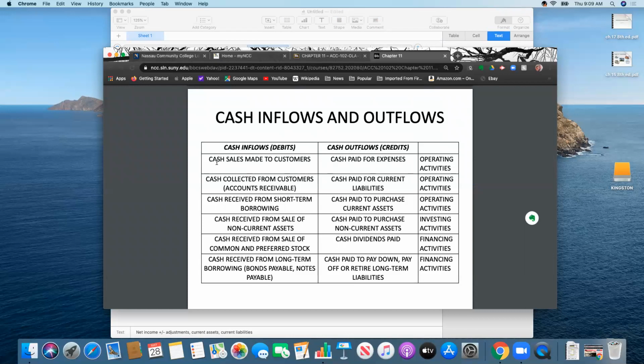And again, for something to get on the statement of cash flow, it has to be from a transaction that either increased or decreased cash. If the transaction didn't increase or decrease cash, it does not go on the statement. So what's an example of something that would increase cash? Cash sales made to customers. Debit cash, credit sales revenue. Cash collected from customers, accounts receivable. Debit cash, credit accounts receivable.